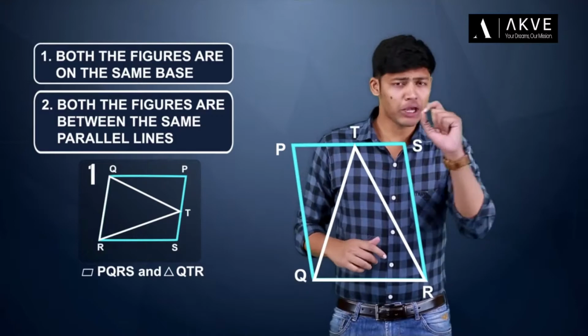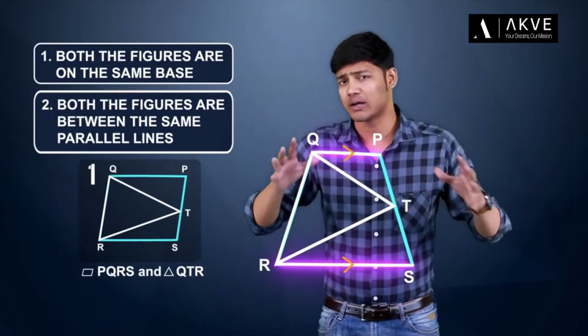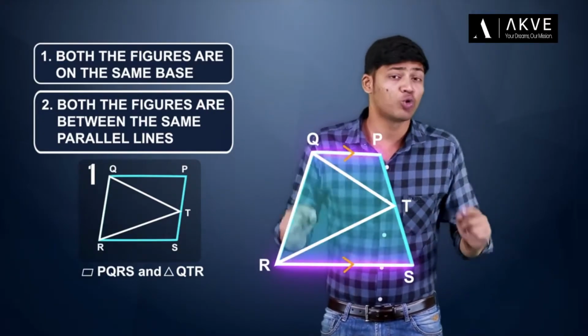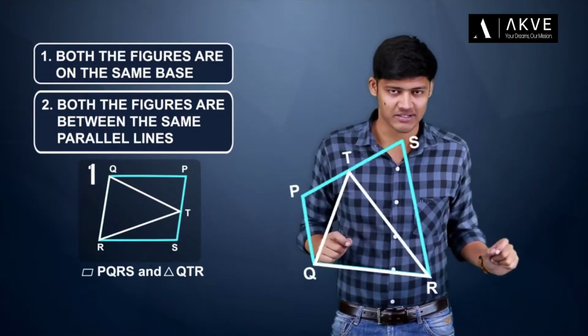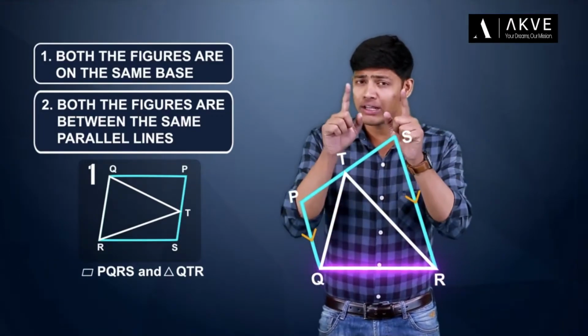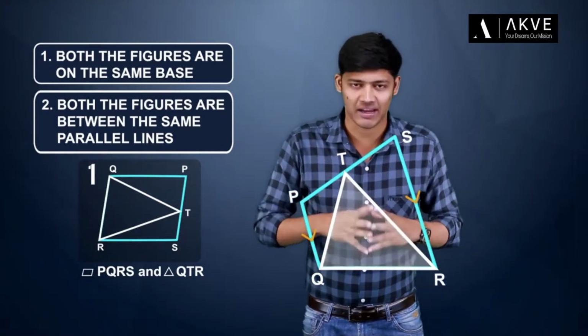However, if PQRS were a trapezium with PQ parallel to RS, then both the triangle and the trapezium would not be between the same parallel lines, despite having the same base. In fact, only the trapezium would be between the same parallel lines, but not the triangle.